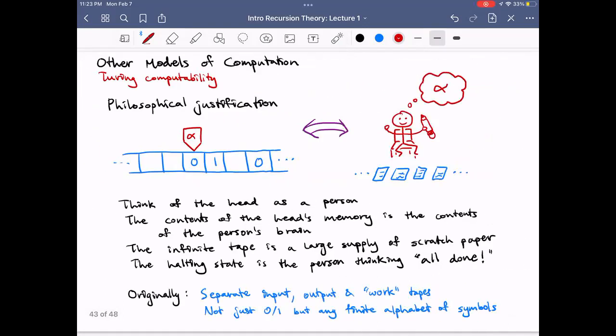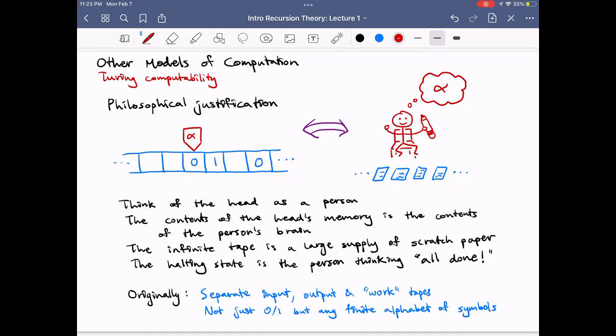Maybe I can comment that there are some things about the picture I've drawn so far that are not completely convincing. You might think it's weird that we write the answer on the same tape that we got the input on. So originally, Turing specified that there are multiple tapes. Maybe one tape has the input, one tape is for the scratch work of the machine, and one tape is for writing the output. You might think that's more natural and corresponds more to the intuitive notion of computable. It turns out not to matter. You can show that all the definitions are equivalent.